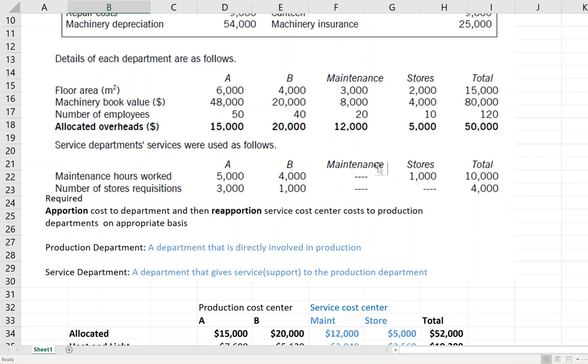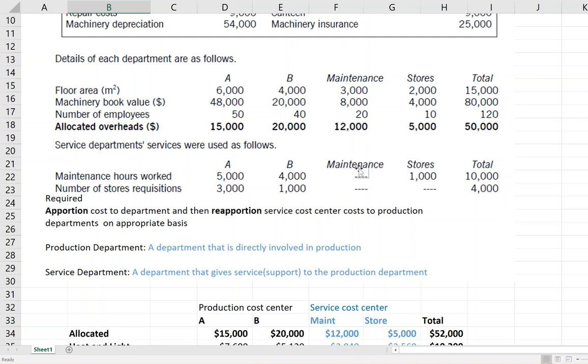So you can see maintenance department is used by store, but store is not used by maintenance. So we don't have a reciprocal service. Reciprocal service is when service department gives services to each other. So in this situation, we don't have a reciprocal. We don't have a service department taking requests from maintenance. So in a situation like this, where one department gives service to all, but the other one only gives service to production department, then we will start with the one that gives service to all.